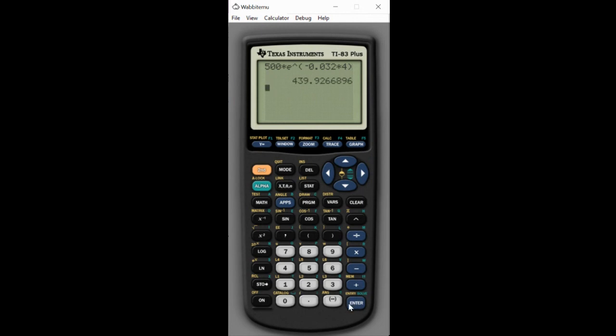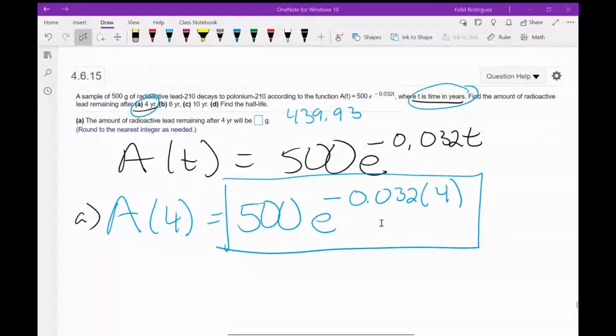I'm coming up with 439.93. I don't know how many decimal places I need to write. 439.93. Okay, so I'm going to stop sharing that and come back to what I wrote down on my paper, 439.93, and the directions are telling me to round to the nearest integer. So if I was going to round to the nearest integer, I would say 440 grams, right? Because it's 39.93.